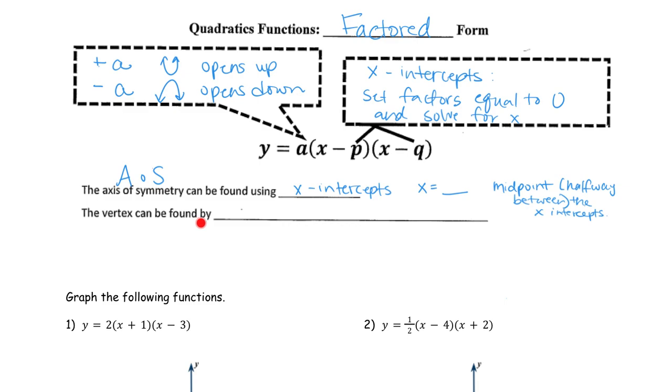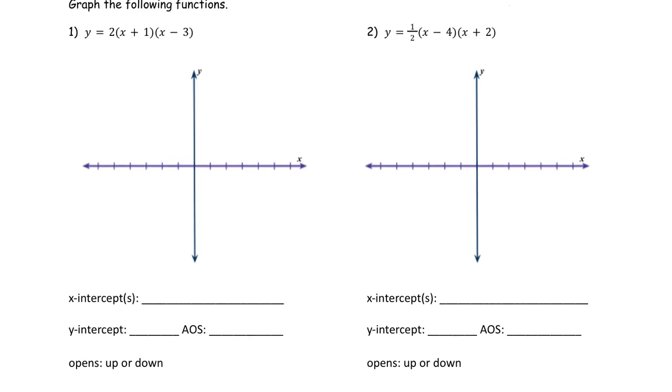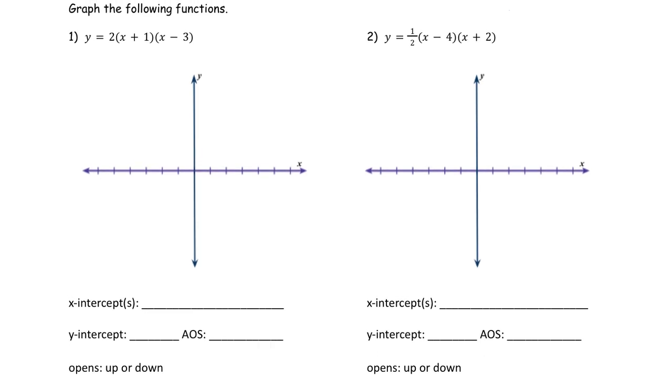The vertex can be found by plugging the x value in from the axis of symmetry to find y, because the vertex is always somewhere along the axis of symmetry. Let's take this information and use it to graph a couple of examples.